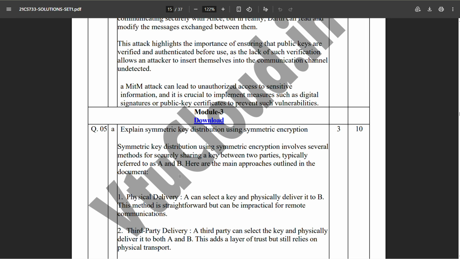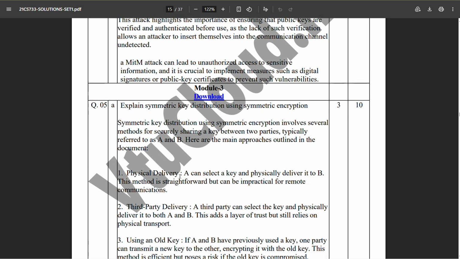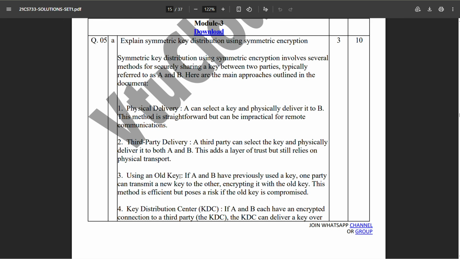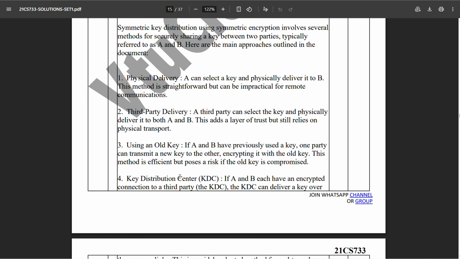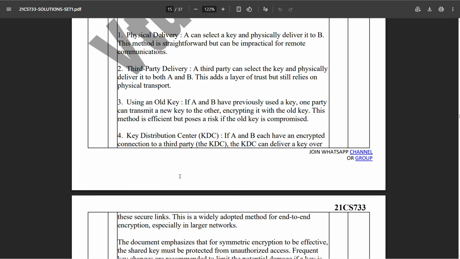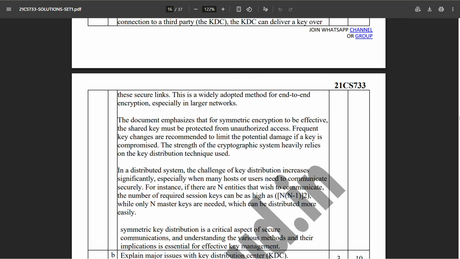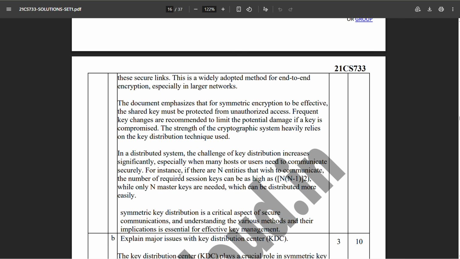And coming to module 3, fifth question. Explain symmetric key distribution using symmetric encryption. You have to define symmetric key distribution using symmetric encryption, and the steps included in this are physical delivery and third party delivery using a key distribution center. This is the main step for this question, and this is the working process of this question.